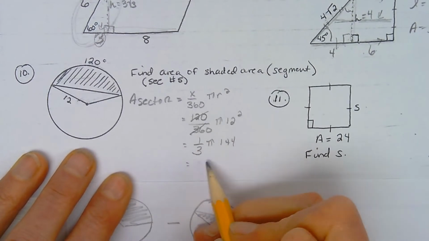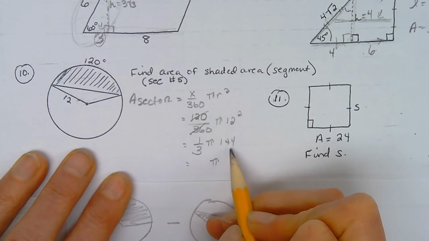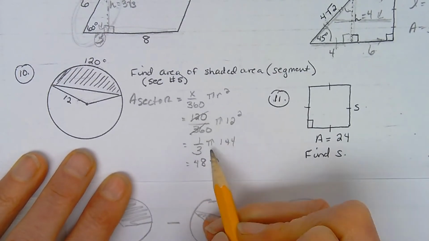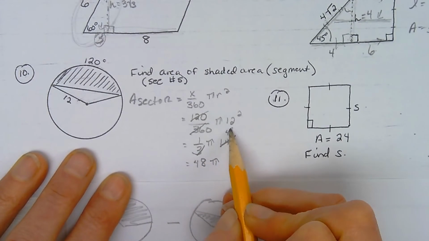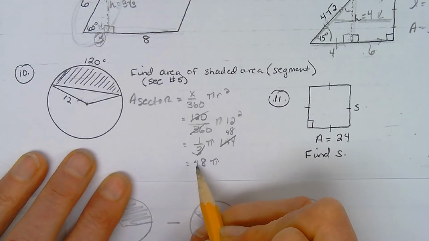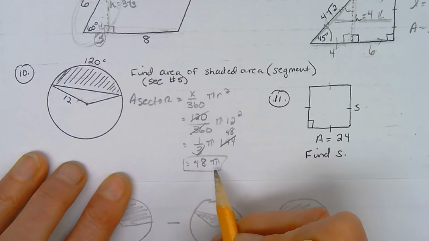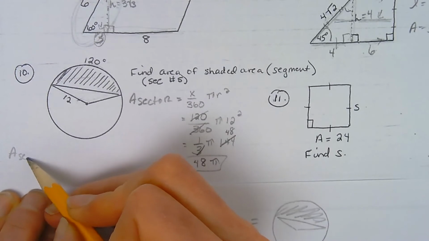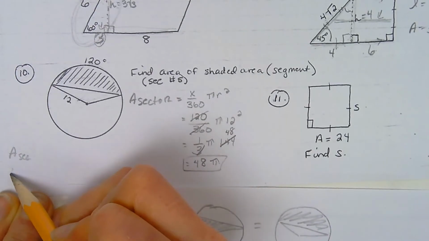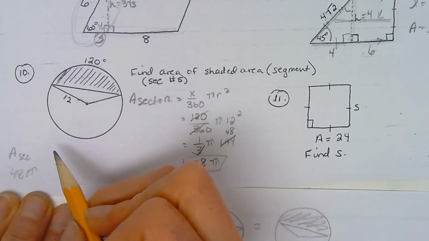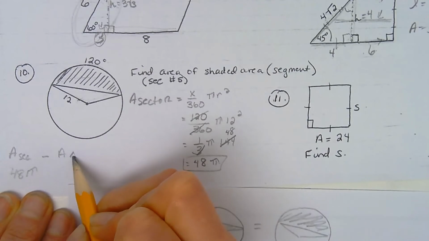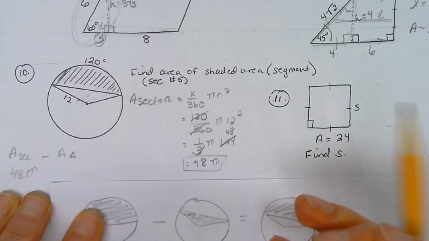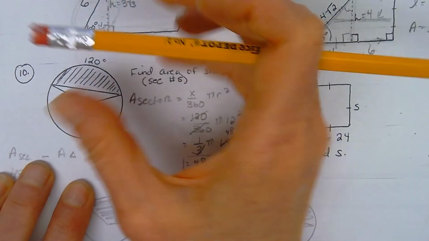And that's going to equal, well, 3 goes into 144 48 times. So this cancels with this. This is 48. So 48 pi is the area of the sector. Okay, good. The area of the sector is equal to 48 pi. We're going to subtract from it the area of the triangle. So this triangle right here, what is the area of this triangle? Now this takes a little bit of work.